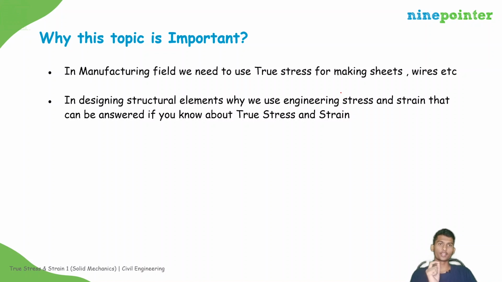When you want to manufacture a sheet, you will go into plastic deformations. Then you need to compulsorily consider true stress, because in that case, true stress and engineering stress have a large difference. That will make a big impact on your design. So for this, we need to study true stress and true strain. Only then can we understand where we should use engineering stress and engineering strain, and where we should use true stress and true strain.